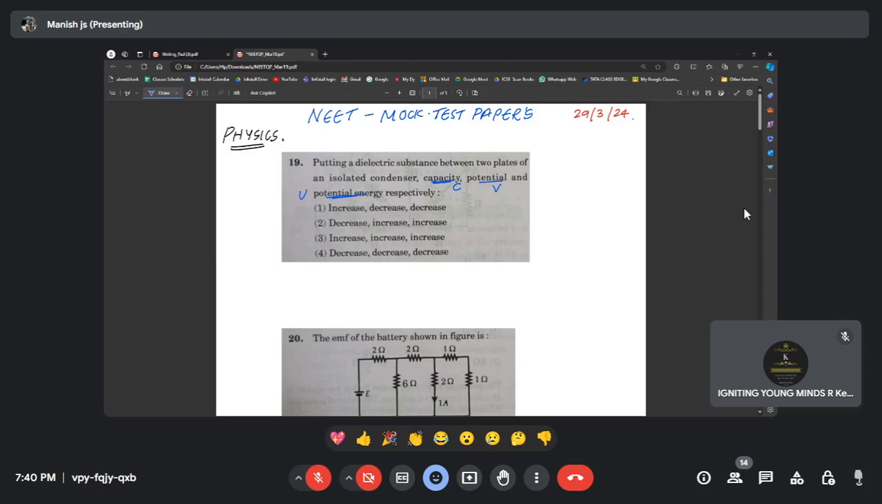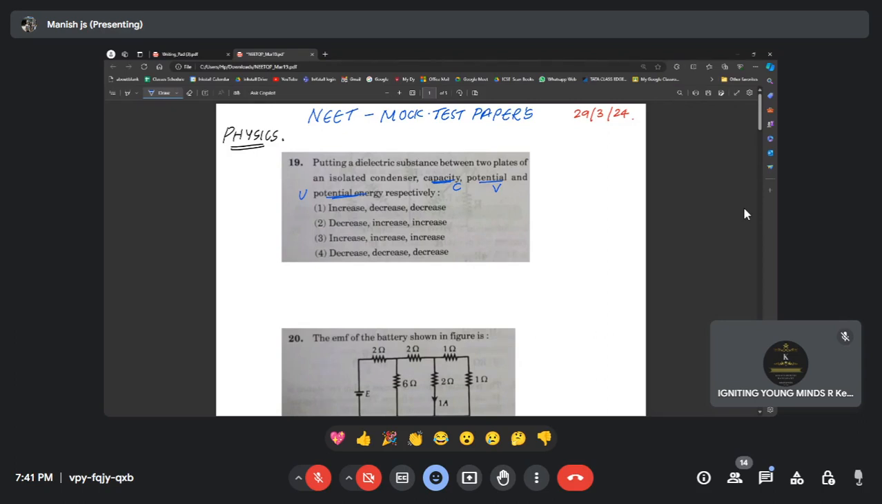So when a dielectric substance is inserted, what can happen to these three physical quantities? Whether the quantities will increase or decrease is the question. So this is the basic outline of the question. Now, who can tell me what a dielectric substance is? If we introduce a dielectric substance in between two charged plates, what are the possibilities? You can start answering.